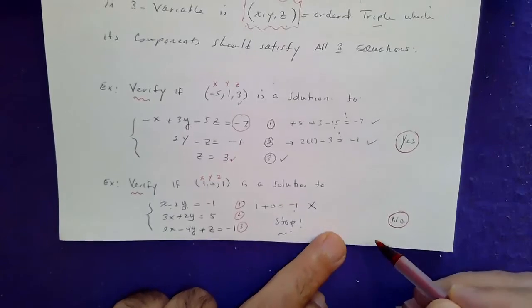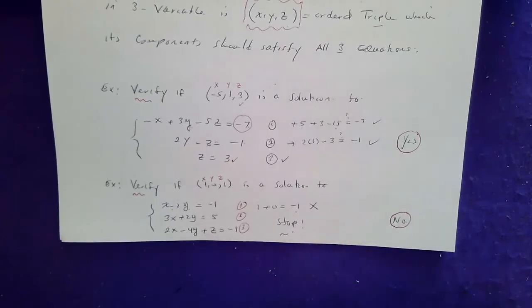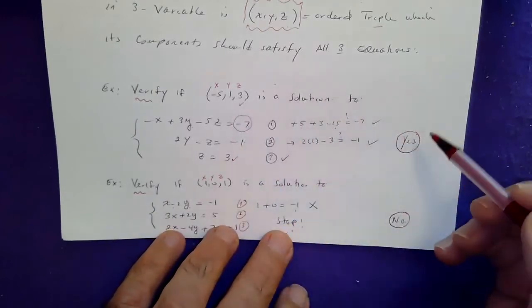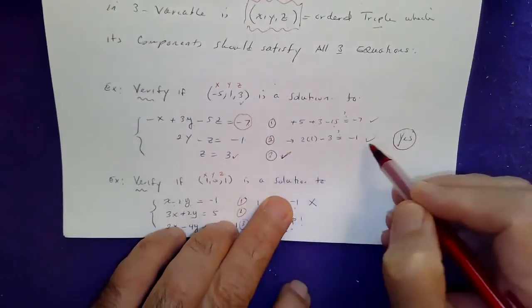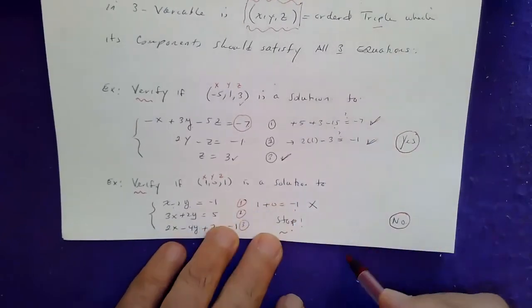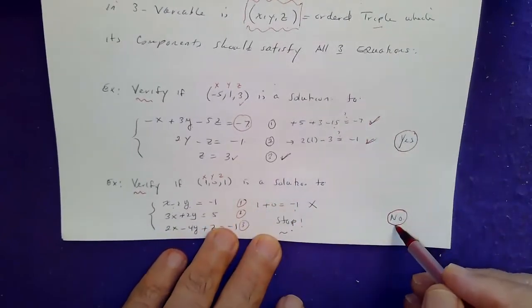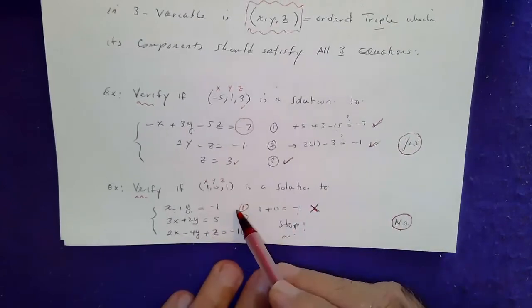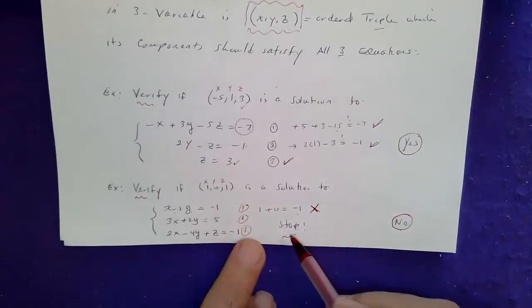Okay? So to review what we just said, if the ordered triple is a solution, it has to satisfy all three equations. If it is not a solution, all you have to do is check and see that it doesn't satisfy one of these equations, and then you stop.